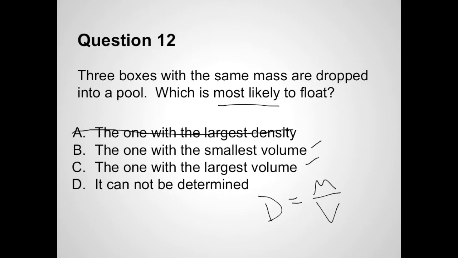Well, the smallest volume with equal mass will have a higher density, which means it's less likely to float. Where the larger volume, right, since that's in the bottom, the denominator, the box with the largest volume will have the lowest density of the boxes with equal mass, right? If the mass is equal, then the biggest volume has the lowest density. Will it actually float? That we can't say because we don't know what the actual densities are compared to water. But if the question is which is most likely to float in this case, it would be the one with the largest volume because that will be the least dense.